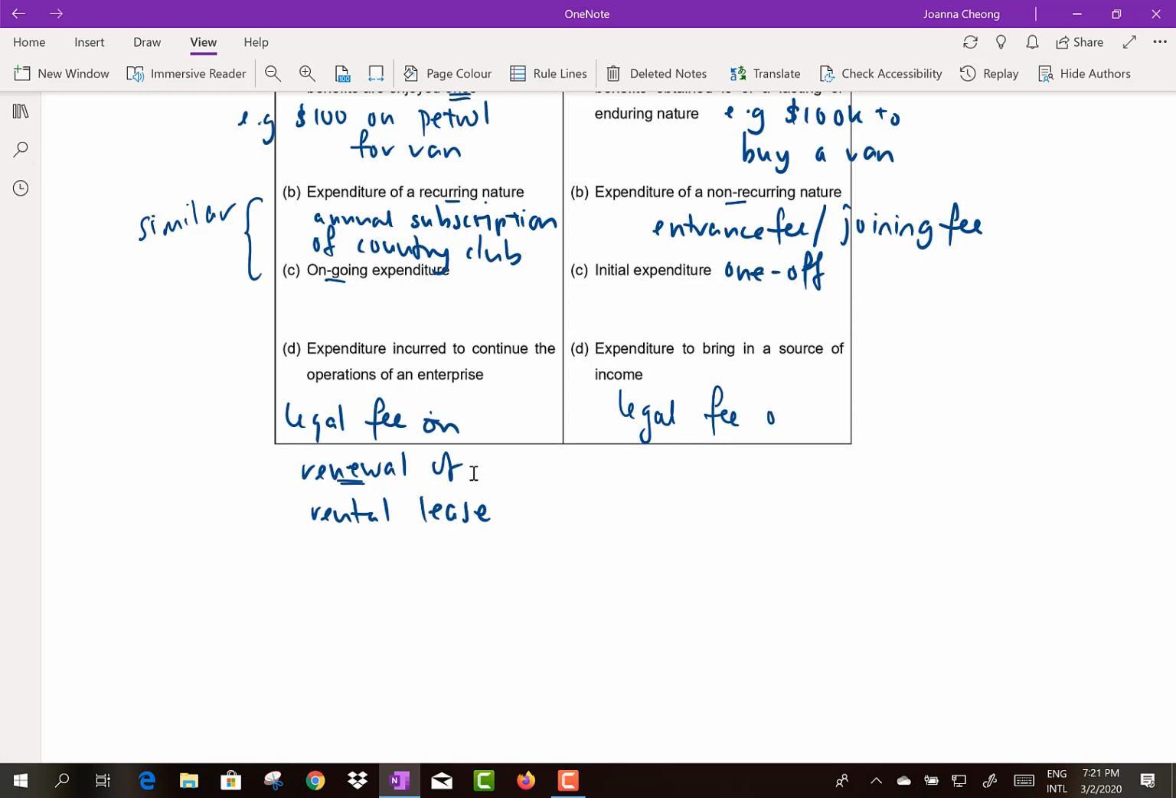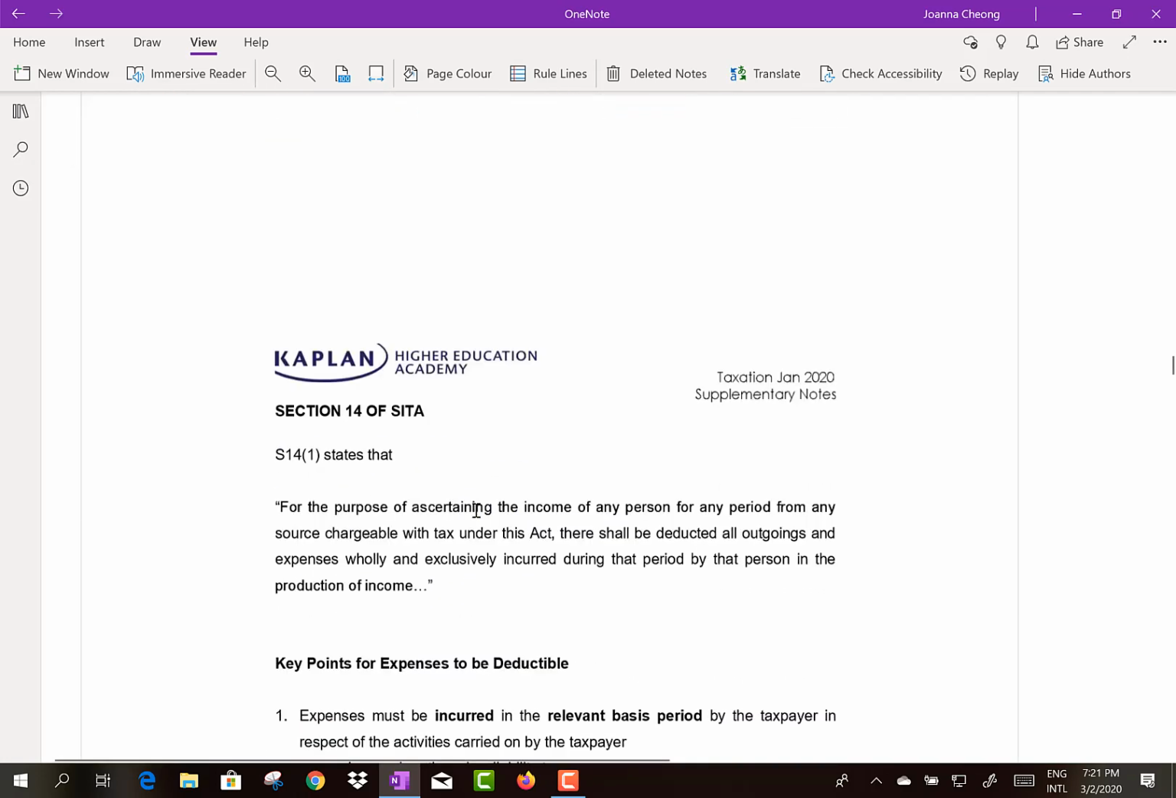Legal fee on new rental lease will be capital in nature. Okay, so these are just some guidelines to help you to determine whether the expenses that you're presented with is capital or revenue in nature. Okay? Right. Okay, so let us move on.